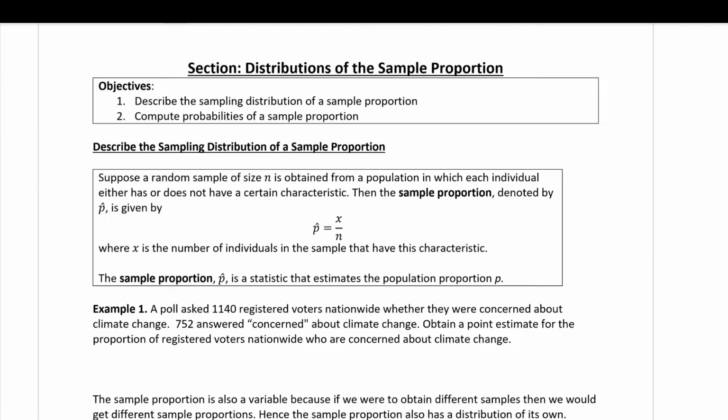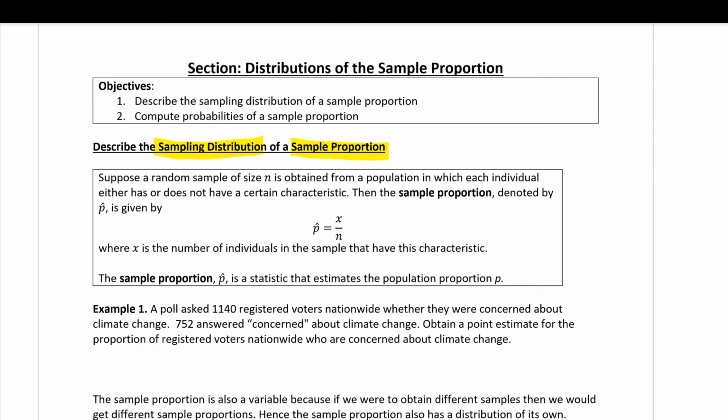Now we're going to talk about a different sampling distribution. This is something we haven't even mentioned throughout the course yet, but we are going to use it for the remaining portion of this course. So we're going to describe the sampling distribution of a thing called the sample proportion. In the last section we talked about the sample mean. Now we're going to talk about something called the sample proportion.